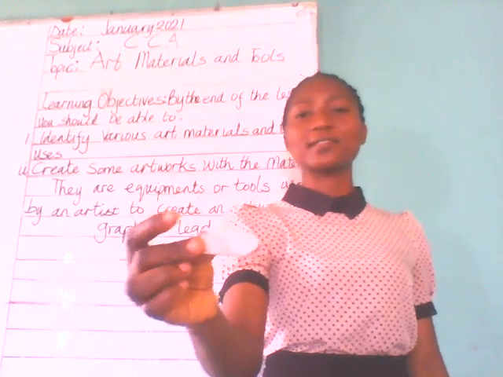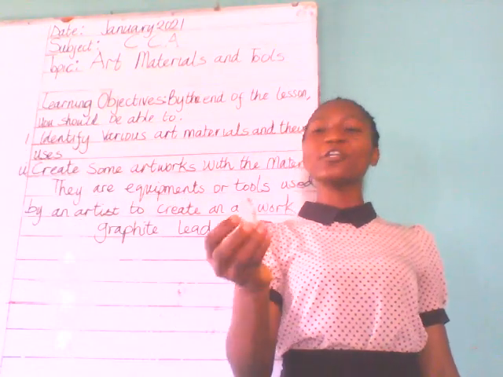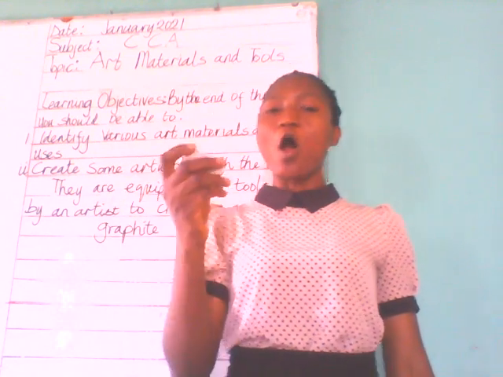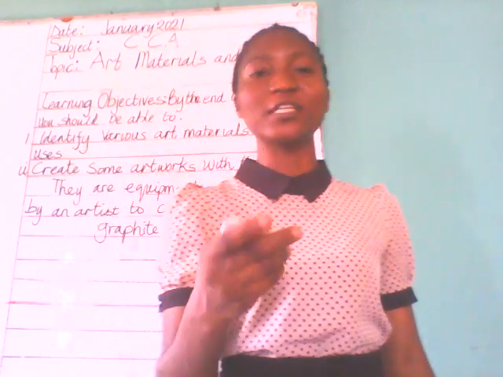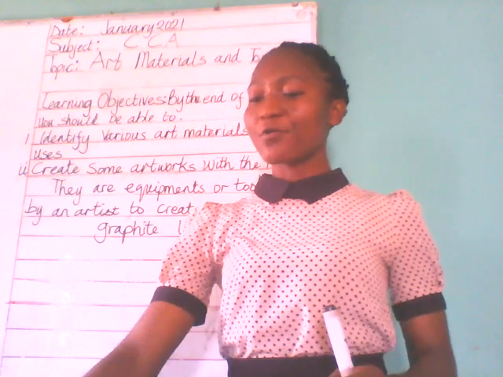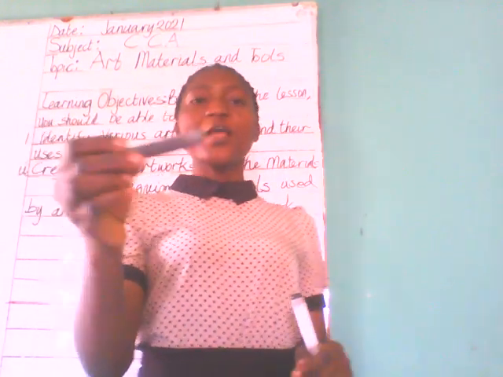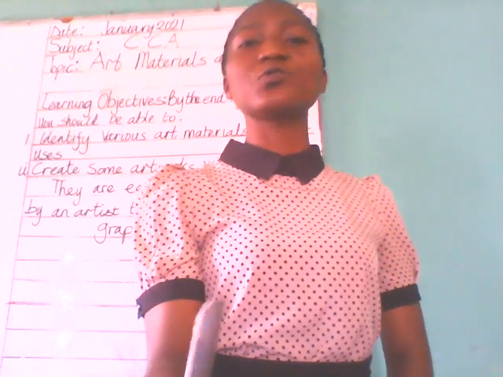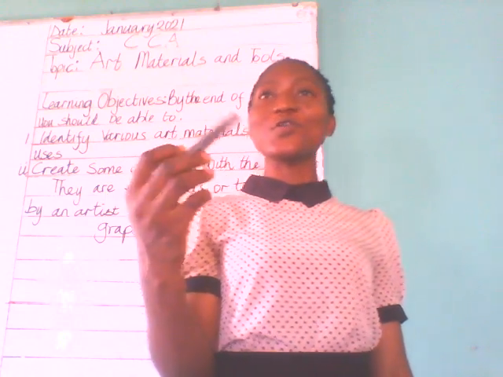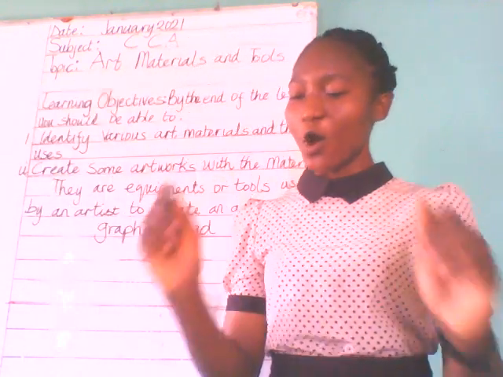Then the next one is eraser. An eraser is used to do what? To clean the wrong diagram or wrong drawn objects. Any object that is drawn that is wrong, you can use it to clean it. Then another one is a crayon. Crayon is used to beautify your drawn objects.